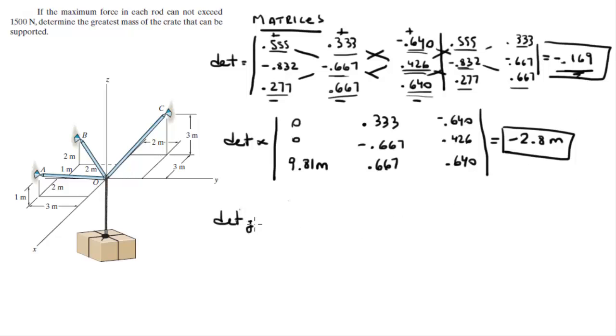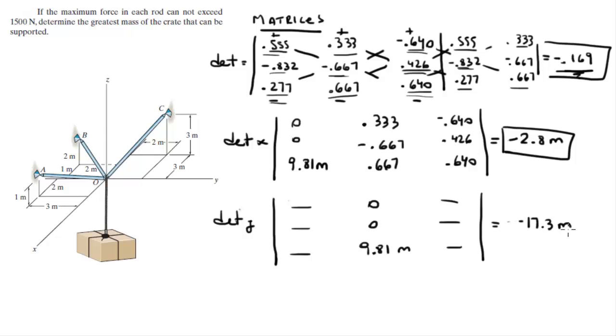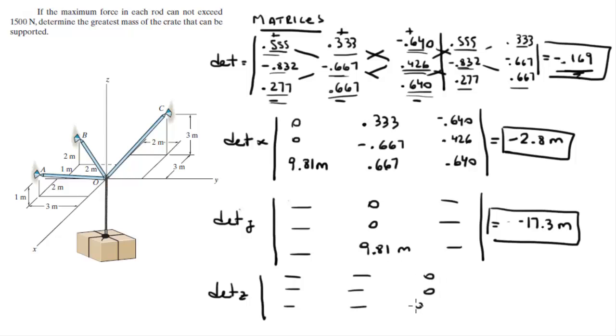Then you find the determinant of y, which is the same thing. You put the same values of the first matrix, these values right here. But in the middle column, you change it for 9.81 m, and you keep the same values. Then you go through the same motions as I went on the first matrix. And you're gonna get that the determinant of y is equal to negative 17.3 m. And you do the same for the determinant of c. First and second remain the same as the original matrix, and for the last one you replace it for 0, 0, 9.81 m. And you're gonna get that the determinant for c is equal to 5.4 m. Notice that this one is positive, that is important.